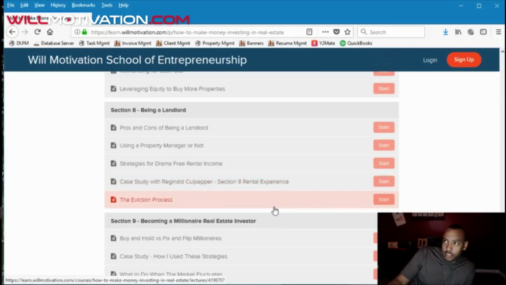So let's say you get a good tenant, but you don't have to worry about eviction. But if you get a bad tenant, what do you have to do? And should you be worried about it? So it's really not that bad. And I'll kind of share some of my experiences with that.